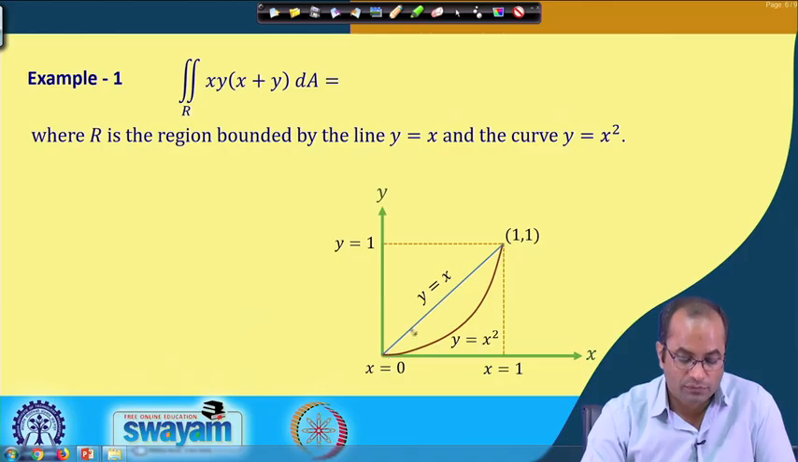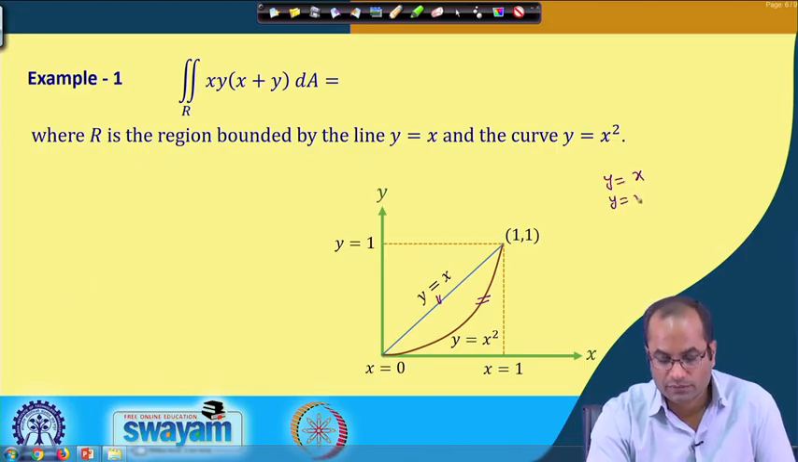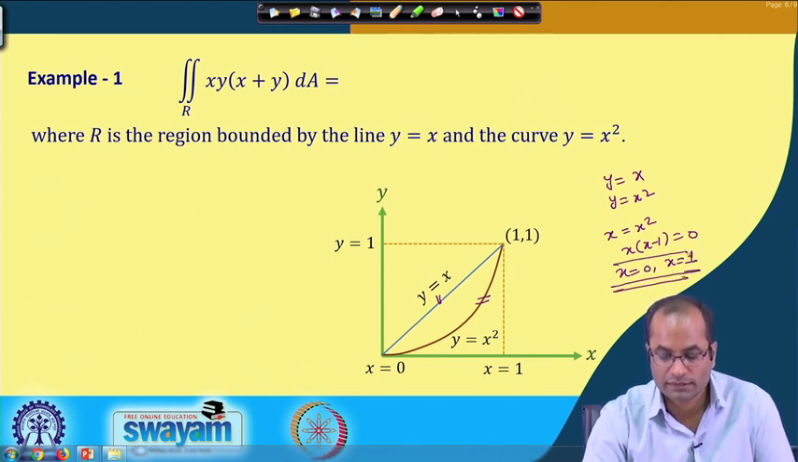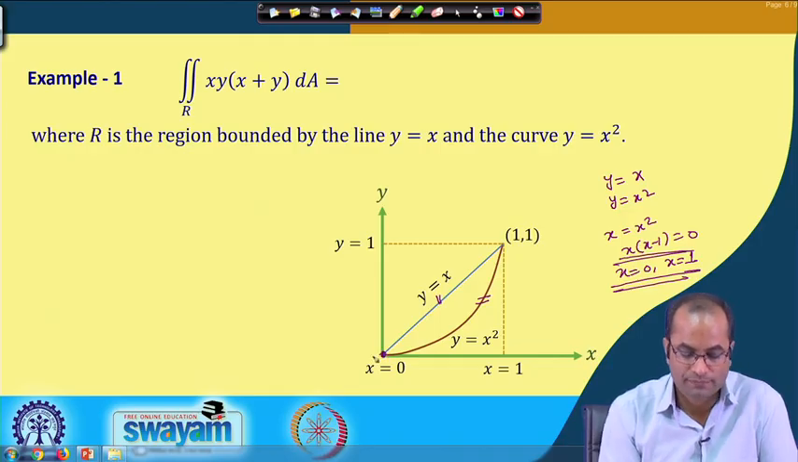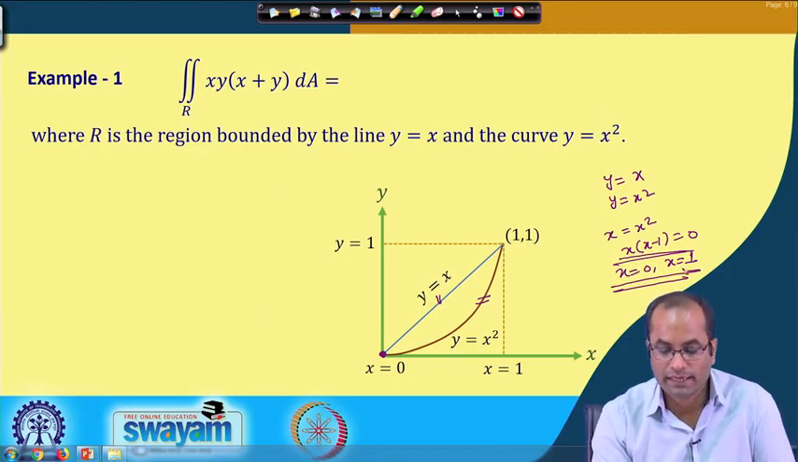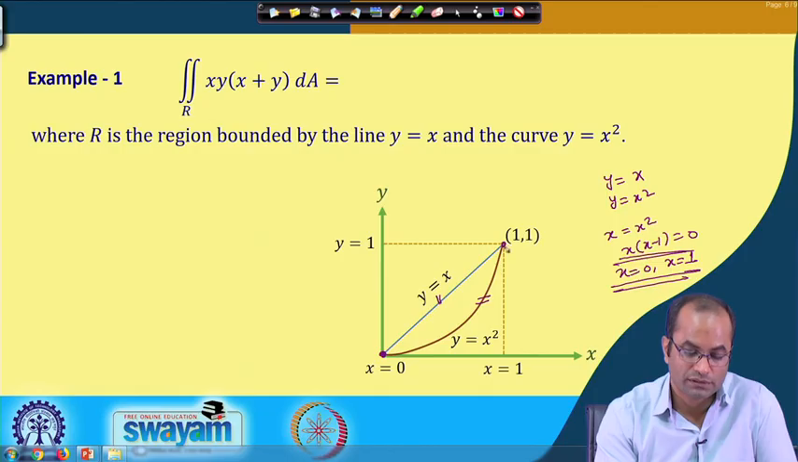So, here we have the y is equal to x line, and then we have y is equal to x square, this parabola. They intersect because y is equal to x and y is equal to x square. If we solve here, x is equal to x square, so x times x minus 1 is equal to 0. So, x is equal to 0 and x is equal to 1, at these 2 points they intersect. At x is equal to 0 we have y also 0 naturally. So, this is the point of intersection, and the other one is when x is equal to 1, where y is also 1. So, this is the other point. This is the area which we call the area of integration.